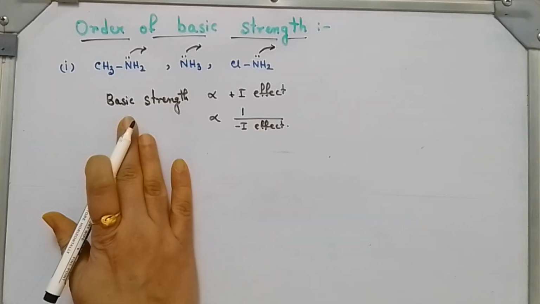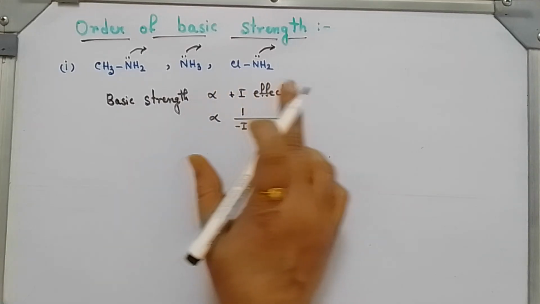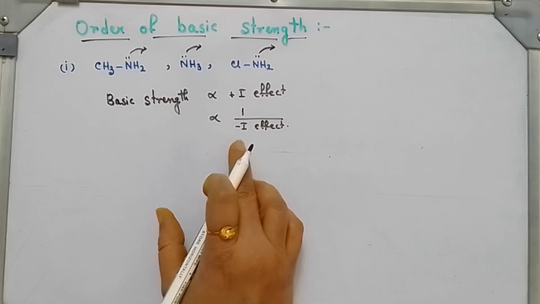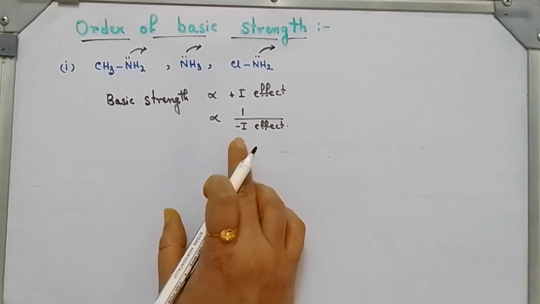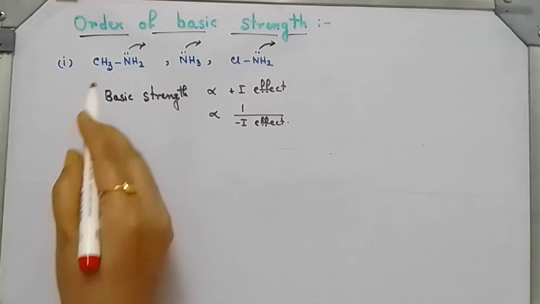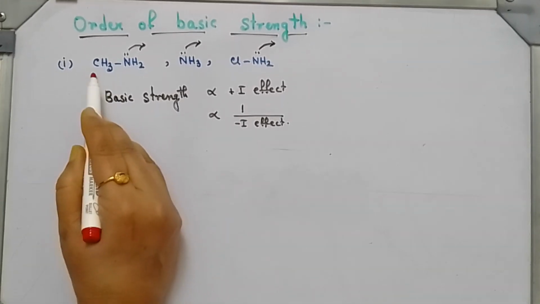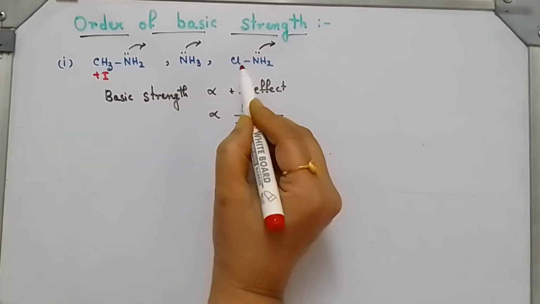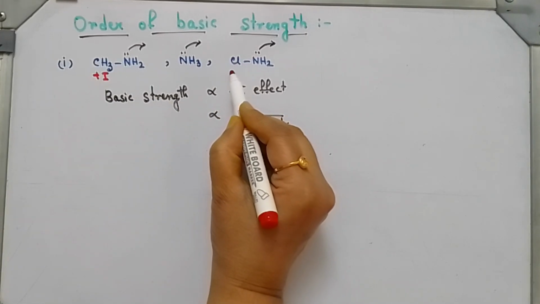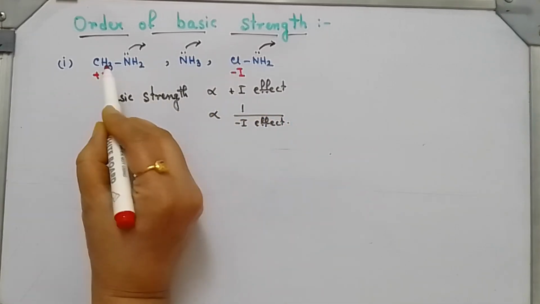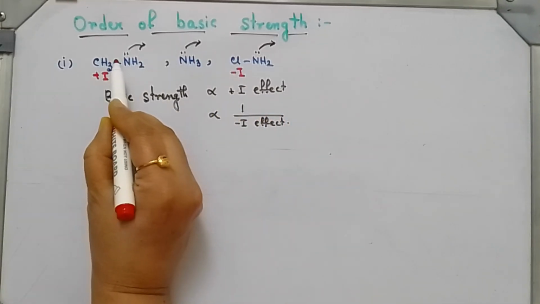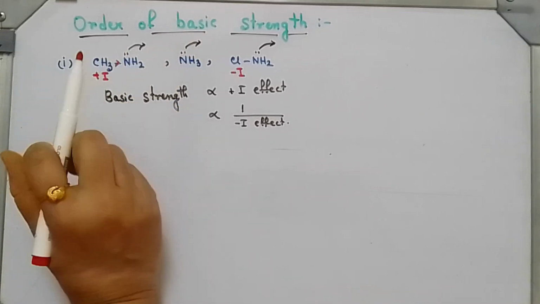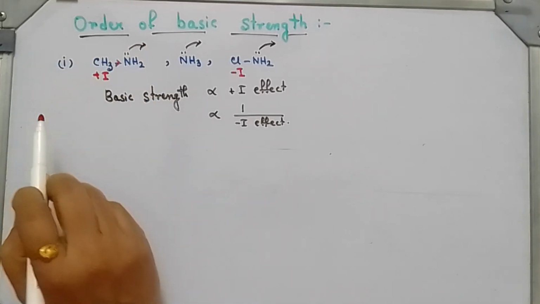Remember, basic strength is directly proportional to plus I effect, means positive inductive effect, and inversely proportional to negative inductive effect, means minus I effect. An alkyl group, for example this methyl group, is having positive inductive effect, plus I effect. Cl is having minus I effect. So it will give electron density in this direction. So on nitrogen electron density will be increased, so basic strength will be increased.